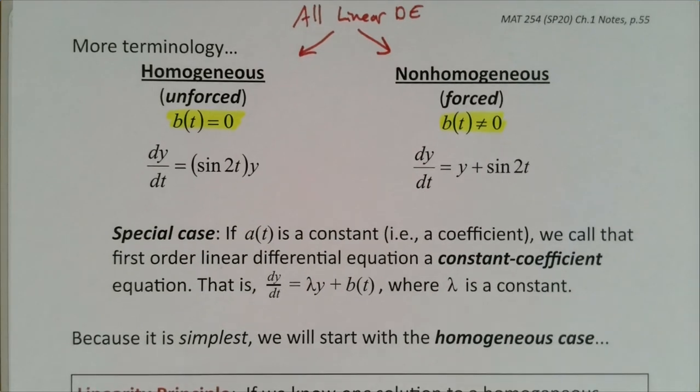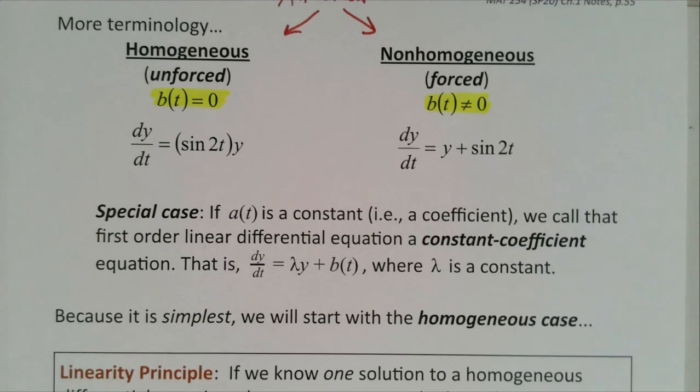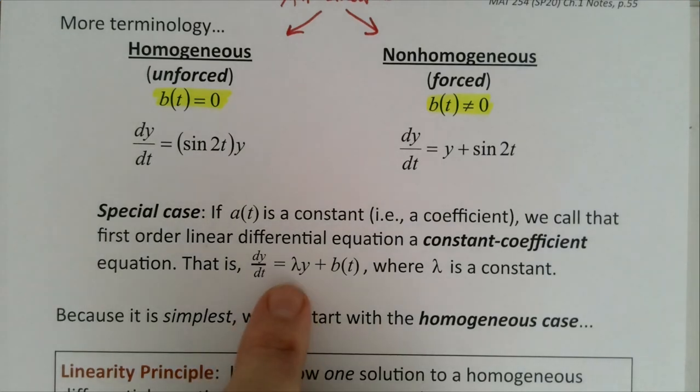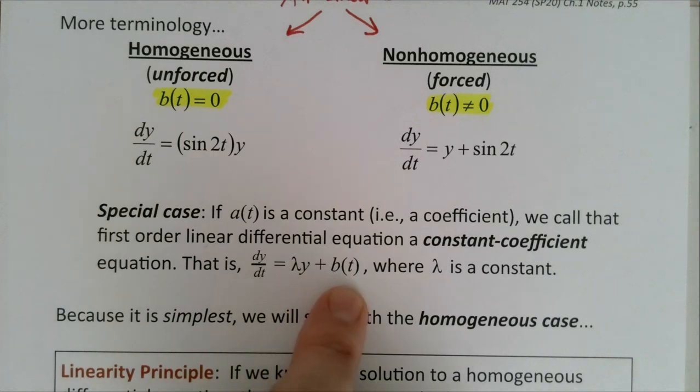So there's a kind of special case situation that you probably have already recognized. If your a of t is a constant coefficient, we call that a first order linear differential equation with constant coefficient, something that looks like this, where lambda in this case is a constant. And those are the simplest, the super easiest to deal with. And if you make b 0, you can recognize that right away as being, oh, that's just an exponential growth or decay situation. And that's the simplest kind of differential equation. That's why we started with that way back in 1.1.